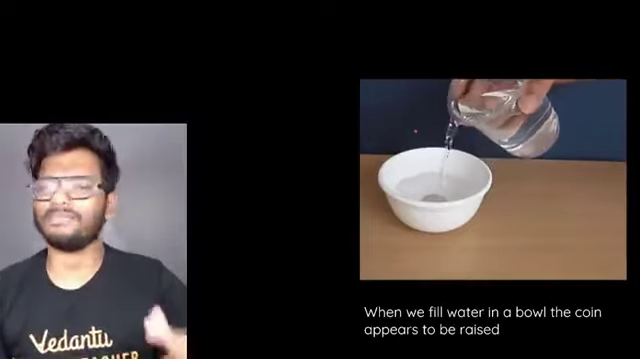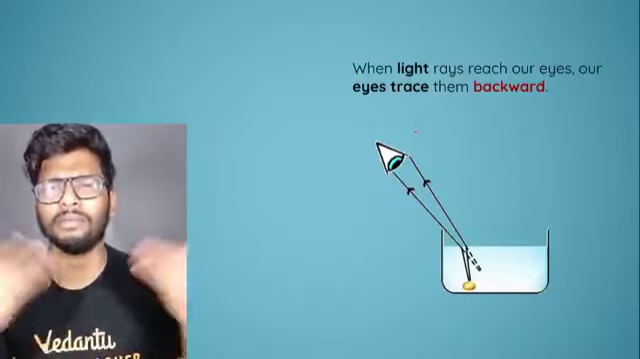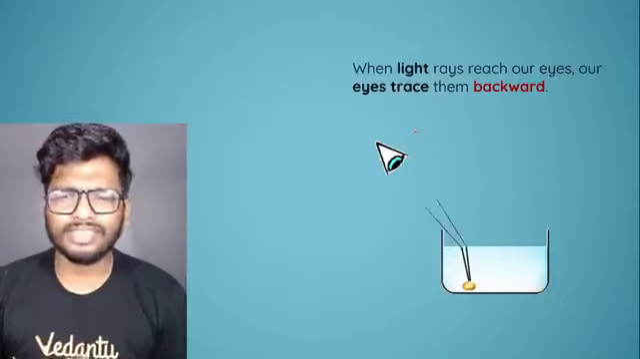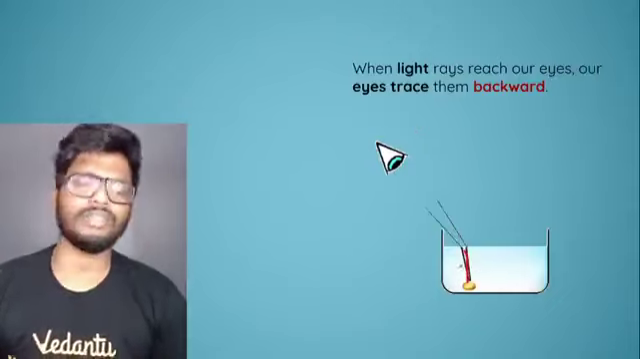It's a very simple concept. We've studied this already. What is refraction? The bending of a ray of light when it's traveling from one medium to the other. So when two rays of light are coming out from the coin, once it reaches the surface of separation, what happens?